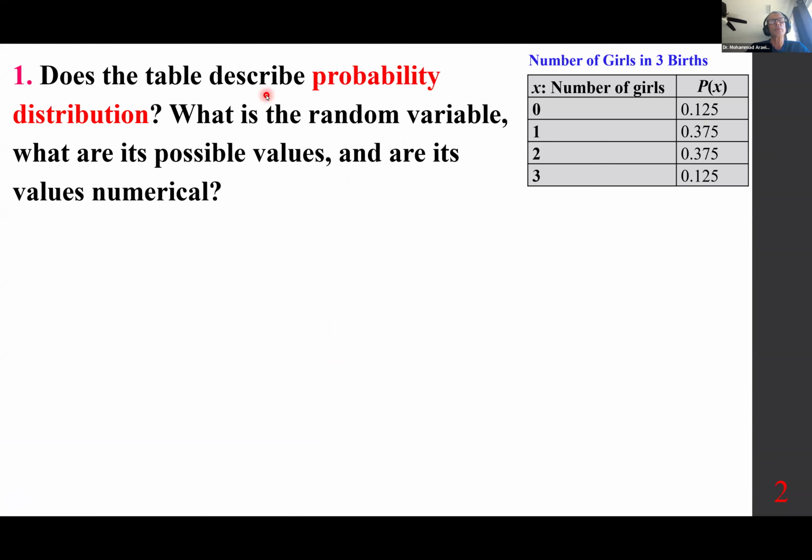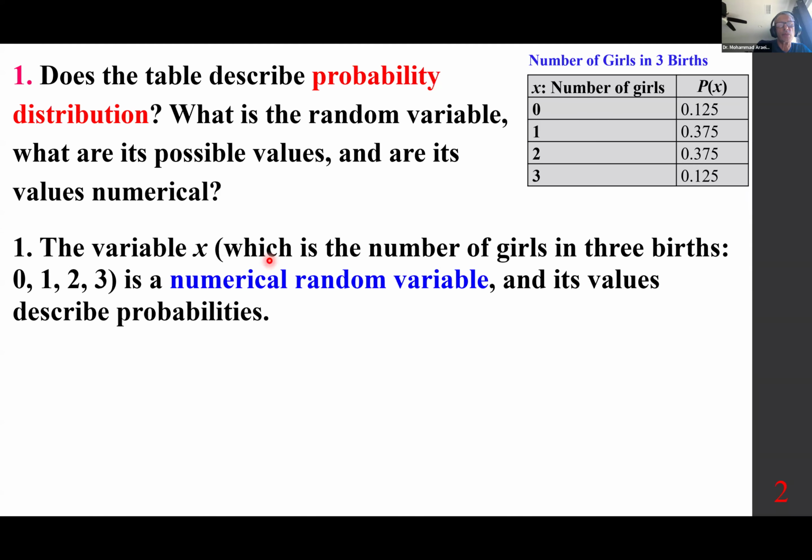Does the table describe a probability distribution? What is the random variable? What are its possible values? And are its values numerical? Those are actually the criteria. X represents the number of gears, and P of X is the probability. This is called a probability distribution. The variable X, the number of gears in the three birds, 0, 1, 2, 3, is a numerical random variable, and its values describe probability. So that's one criteria.